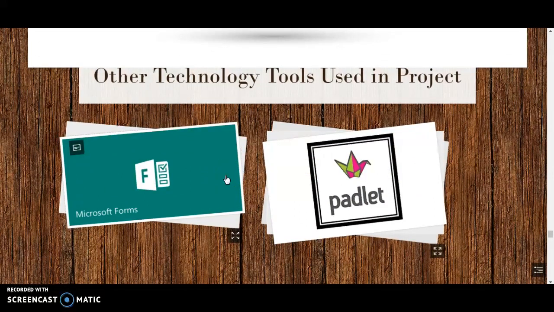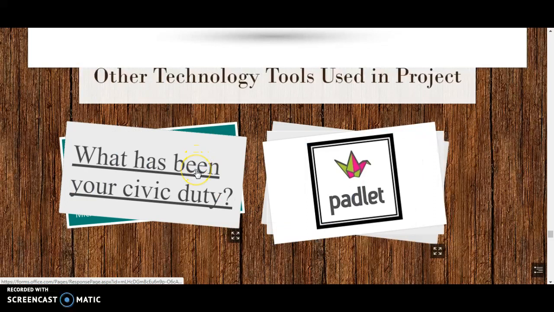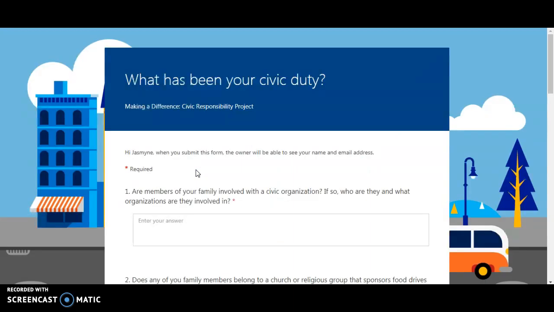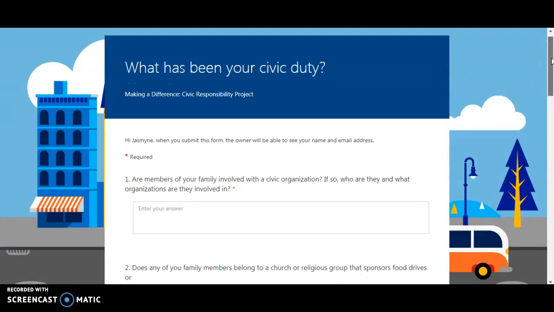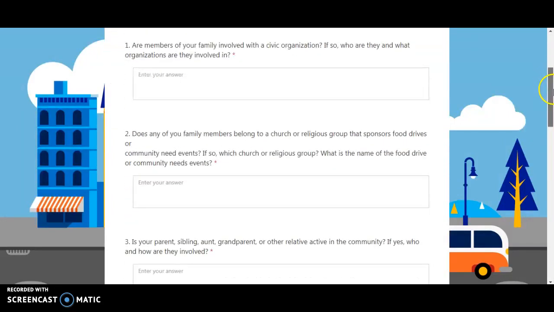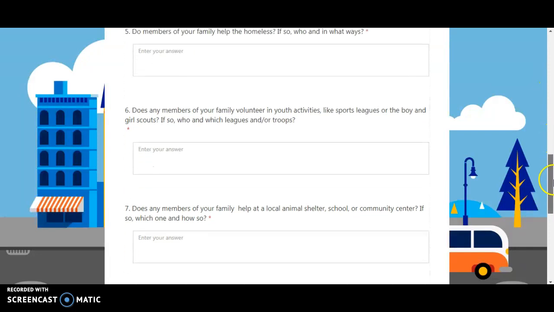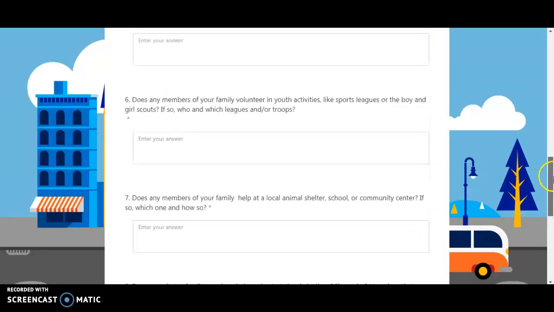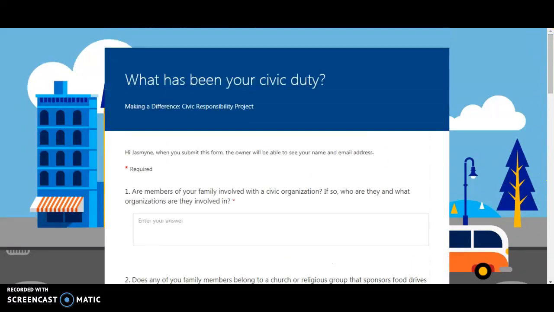You had Microsoft Office Forms, and the title of the form that was used was called, What Has Been Your Civic Duty? What the students had to do was, they were given a slip of paper that had either a QR code or the link to this particular document, in which their parents or their guardians were to go in and answer these questions. And this was a part of the very beginning of the project.